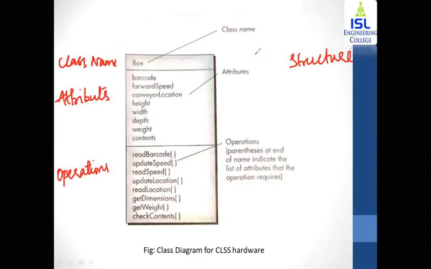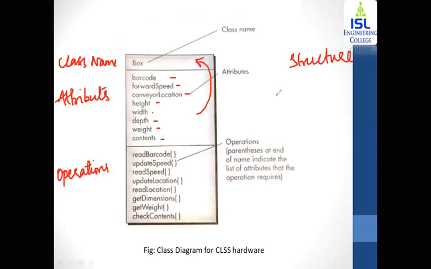So within the first box, that is the class name, you're going to have Box as your class name. Now within that, the different attributes will be the barcode, forward speed, that is how the conveyor belt is going to move, the conveyor location, that is when the conveyor belt is moving, what is the location, then the height of the items, width, depth, weight, and contents. Each of these are the different attributes for the box.